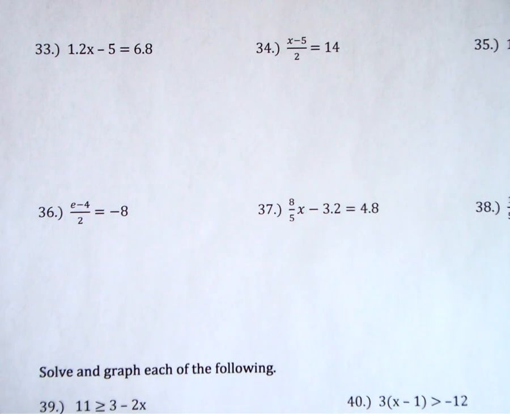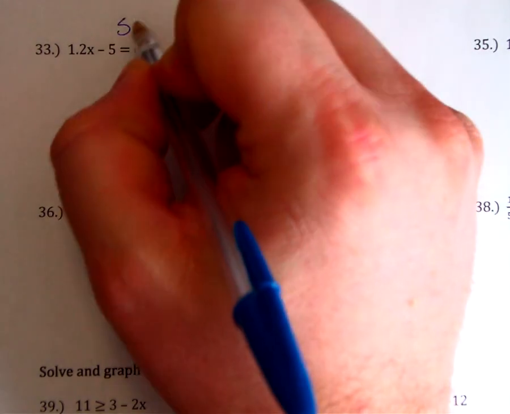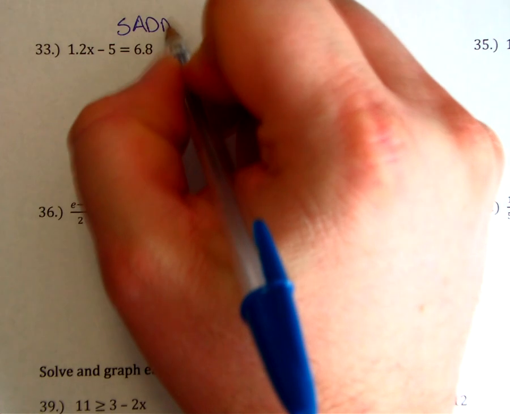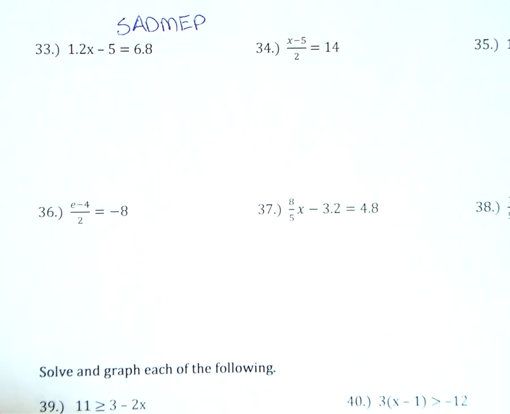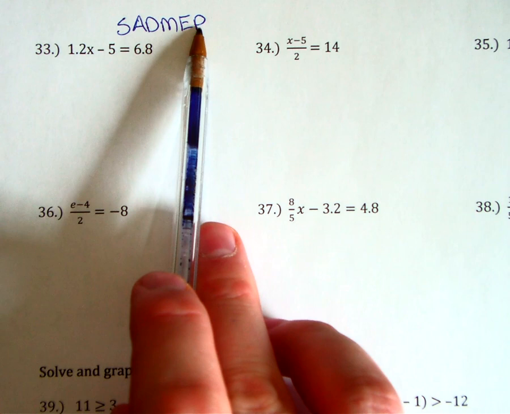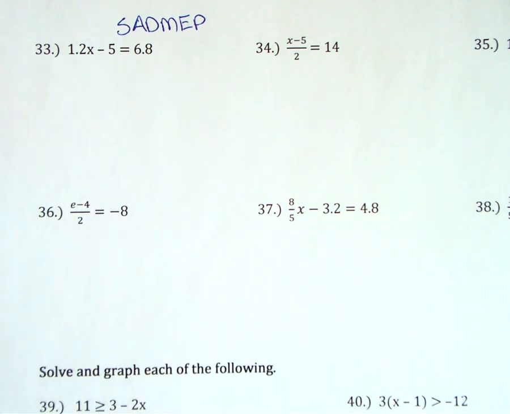Problem number 33, continuing with the one-step, two-step equations. So we're still going to be using SADMAP, which we remember is our order of operations backwards. We should recognize parentheses, exponents, multiplication, division, addition, subtraction. When we solve equations, we work those process backwards.